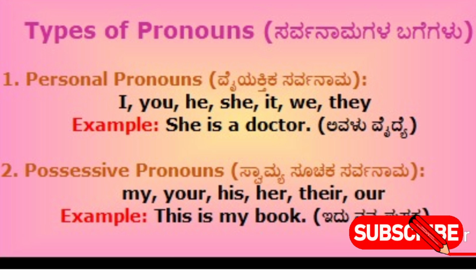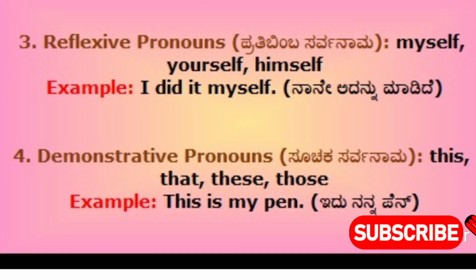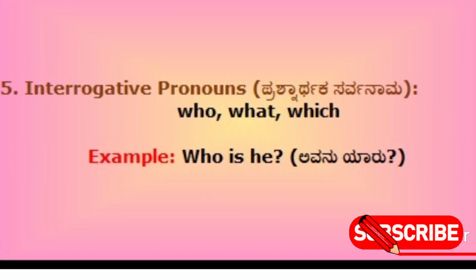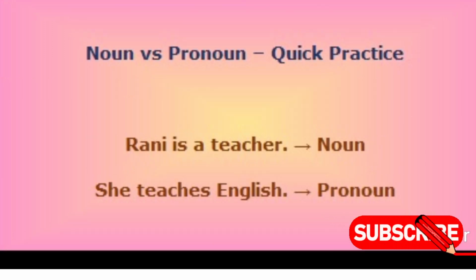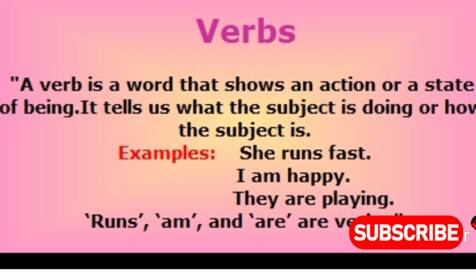2. Possessive pronouns, my, your, his, her, their, our. Example, this is my book. 3. Reflexive pronouns, myself, yourself, himself. Example, I did it myself. 4. Demonstrative pronouns, this, that, these, those. Example, this is my pen. 5. Interrogative pronouns, who, what, which. Example, who is he? Noun versus pronoun, quick practice. Ronnie is a teacher. Noun. She teaches English. Pronoun.